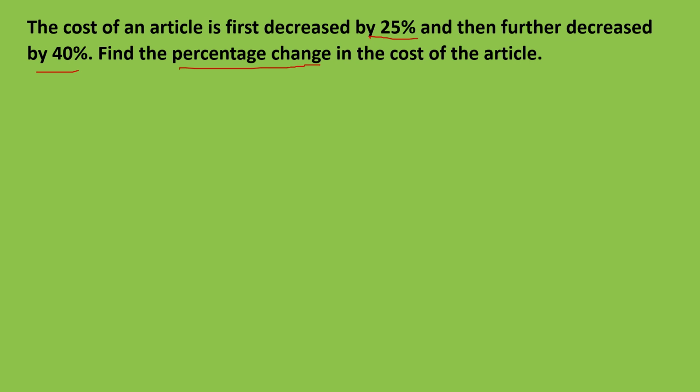the answer for this. So first, I don't know what is the cost of an article. First, we'll fix the variable for the cost of an article. Whenever we don't know something, we just take a variable. So I'm taking here the cost as X rupees. Now what they are saying is that there are actually two changes over here. First time it decreased 25% and the second time again it is decreased by 40%.